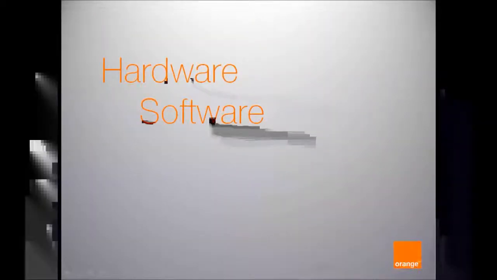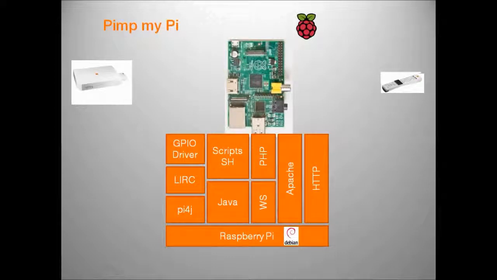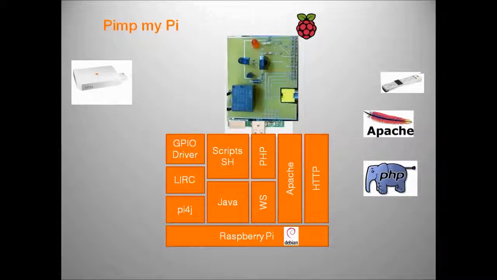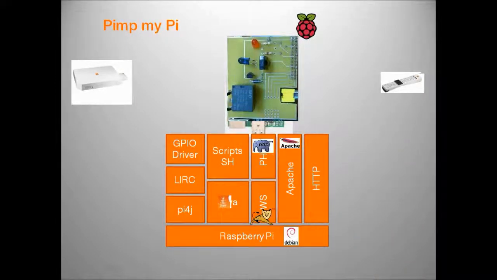Let's take a closer look at the architecture. From a design point of view, our solution is quite simple. A Raspberry Pi, a simple electronic card, and some open source software components. We've used standard components such as PHP, Apache, and of course Java. To do the job, we've integrated two libs, Pi4J and LIRC, in order to work with the GPIO.